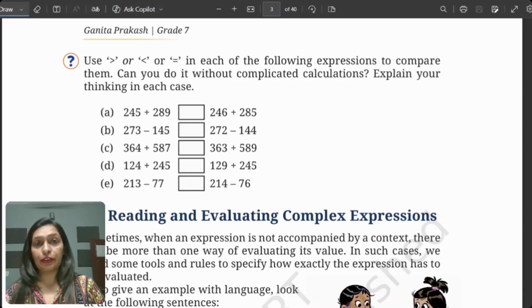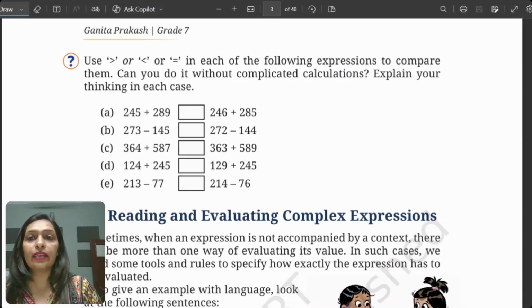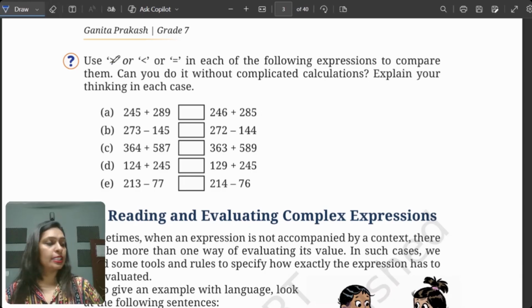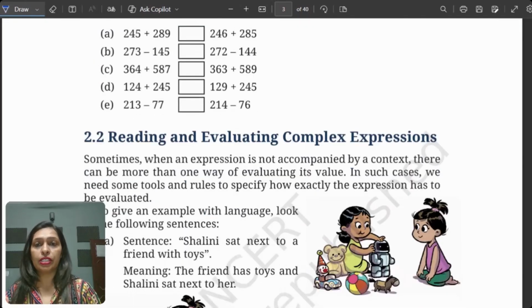So the first thing that we're going to do in this video is solve the first question given on page number 26. So please check on the screen. We have to do the comparison. The arithmetic expressions are given to us, and we have to do the comparison. And we have also been asked, can you do it without complicated calculations? So this is what makes our question different from what we were doing earlier with the other questions.